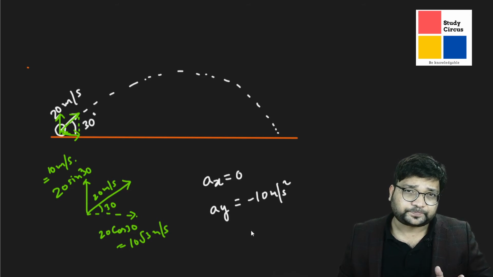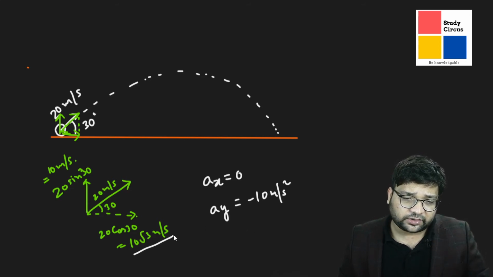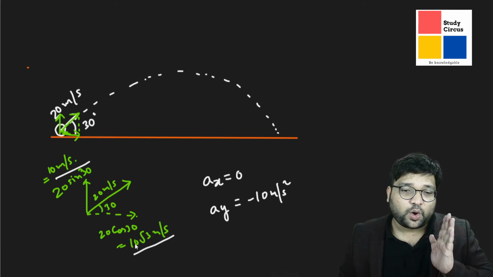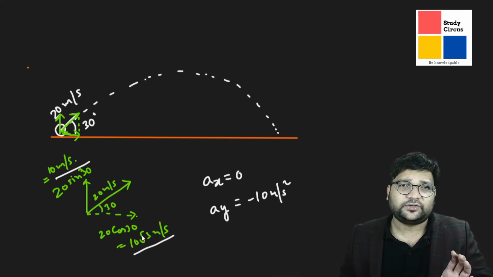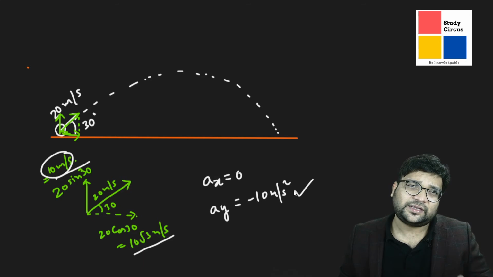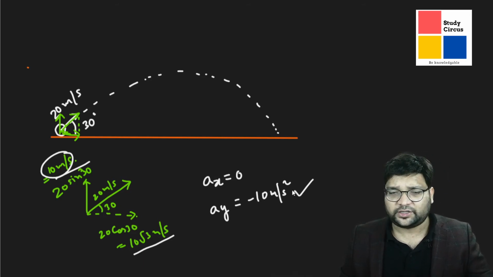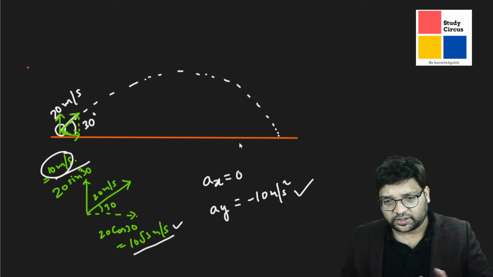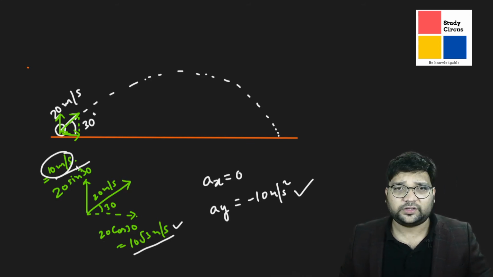So that means these were the two components of the initial speed: 10 root 3 in the horizontal direction, 10 meters per second in the vertical direction. Which one of these two will change? Only the y direction speed will change. Why? Because the acceleration has some value in the y direction only. And we very well know that if there is an acceleration, then only the velocity will change, obviously. So the horizontal velocity will not change anytime during this whole course of journey of the projectile, and the vertical velocity is going to change.